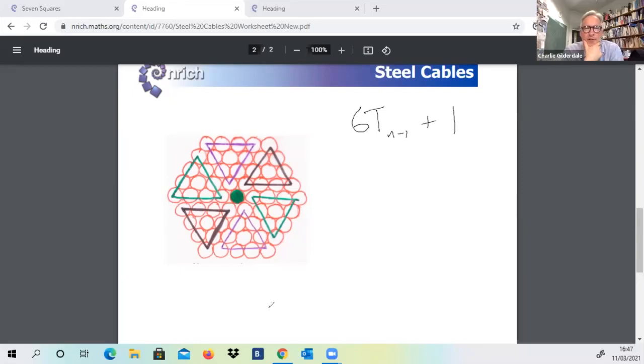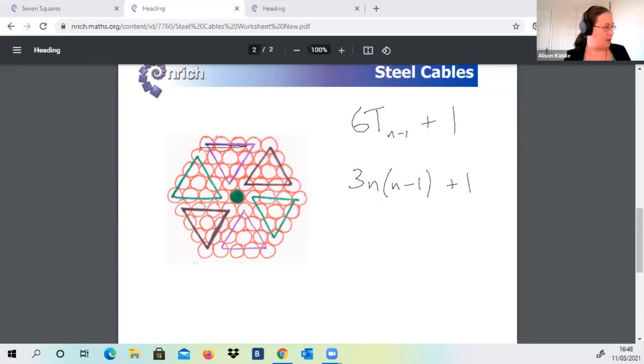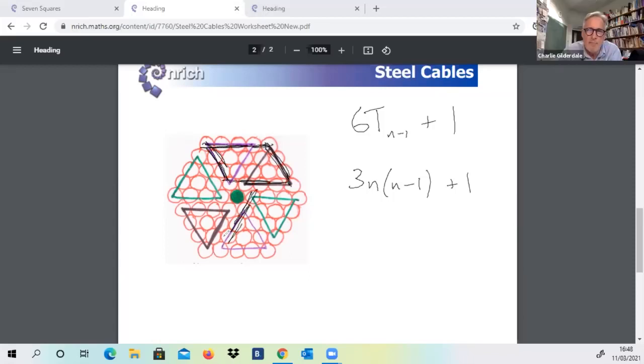Before you scroll down, Alison, can you write your 3n squared minus 3n plus 1 again in your factorized form, where you wrote 3n times n minus 1, plus 1? And can you do me a favor? Can you just draw a parallelogram made up from the purple triangle and the black triangle that's next to it? Like that. And then another parallelogram, which is made from the green and the purple triangle.